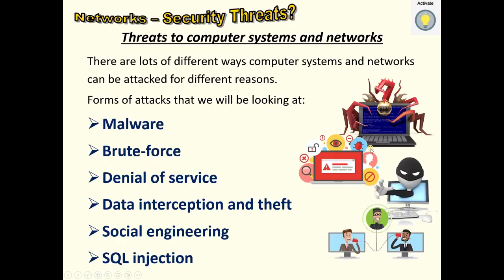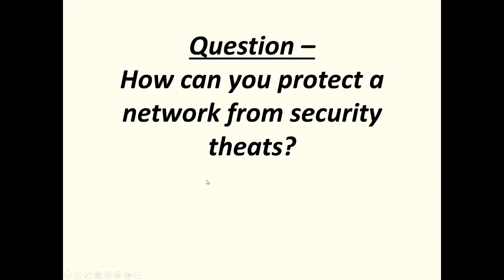Okay, so just to remind you, we looked last session at the different threats such as malware, which is things like viruses and trojans and worms. We looked at different types of things like brute force attack, denial of service, interception, social engineering and SQL injection attacks. So the question today is, how can you protect a network against these different security threats? What different things can you do?